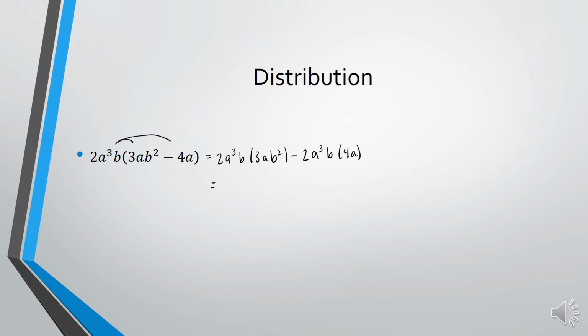For this first term, if I multiply the two coefficients, I'll get 6. As for my power on a, it looks like I have an a to the 3 and an a to the 1, so an a to the 4th. And then for my power on b, I had a b to the 1 and a b squared, so a b cubed. Then I'll have 2 times 4, which is 8. Combining my a's, I'll get a to the 4th and then b.